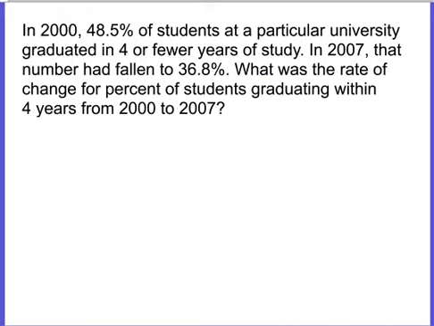In 2000, 48.5% of students at a particular university graduated in 4 or fewer years of study. In 2007, that number had fallen to 36.8%. What was the rate of change per percent of students graduating within 4 years from 2000 to 2007? Key phrase here is rate of change. What's another name that we use for rate of change? Yes, slope. Good, Lane, slope.